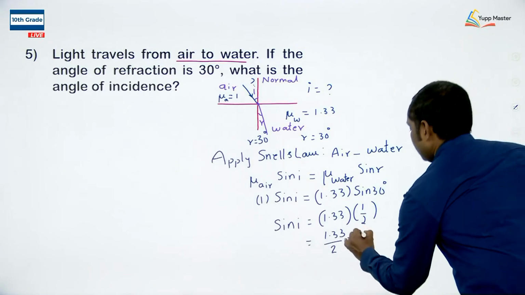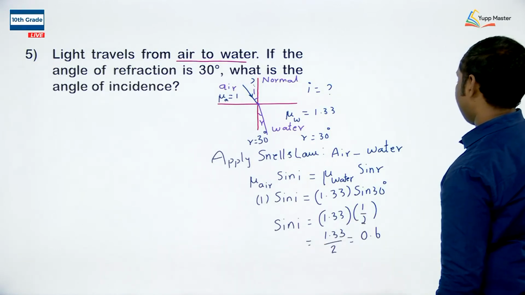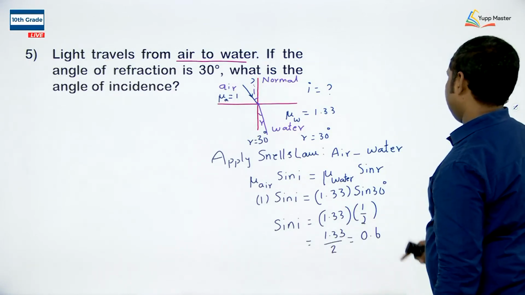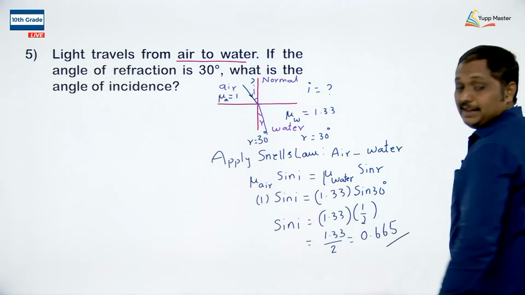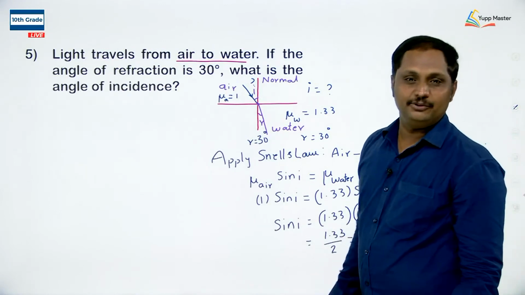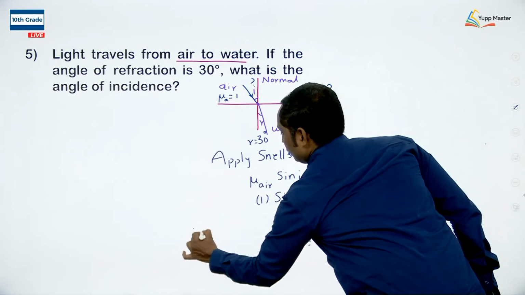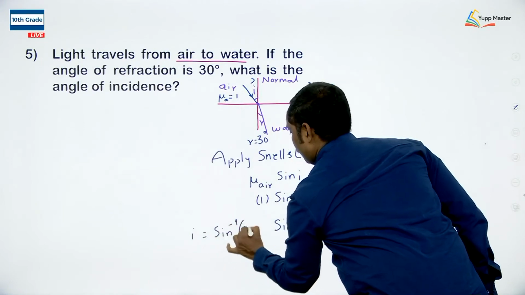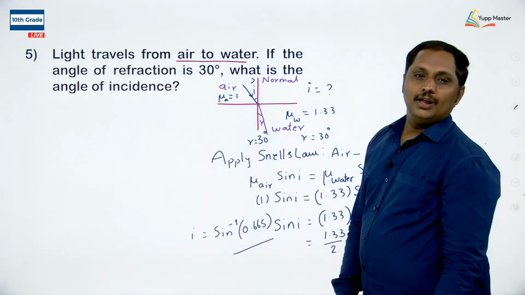It is about 0.6, some value you will get, again 6, and then 5. Yeah, 0.665. So, I is equal to sin inverse of 0.665. This is the case.